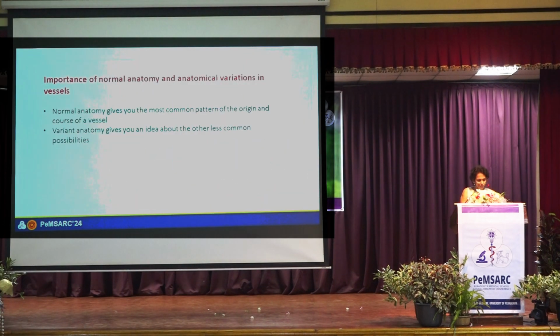So what is the importance of knowing normal anatomy and anatomical variations in vessels? Normal anatomy gives the origin and course of a vessel. So you must know the normal one, otherwise you can't recognize the abnormal one. Variant anatomy gives you an idea about other less common possibilities.